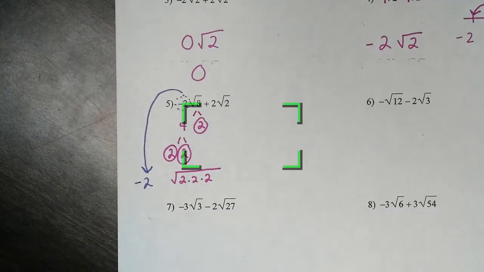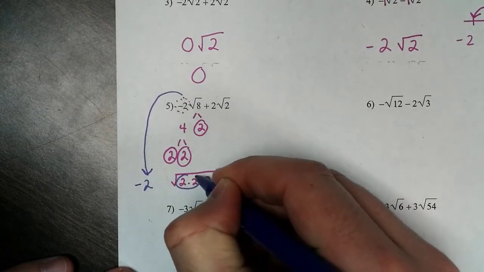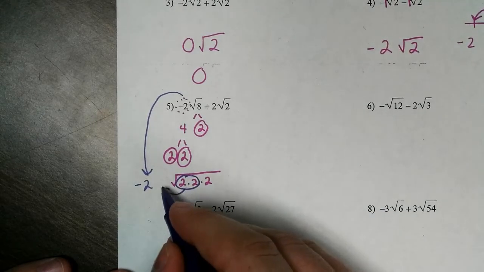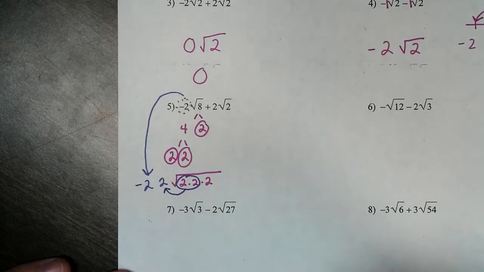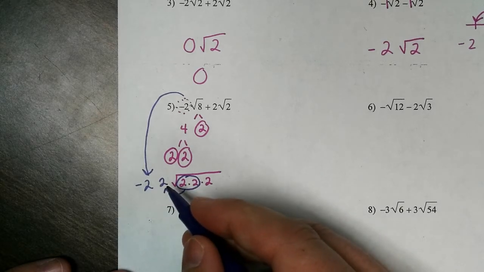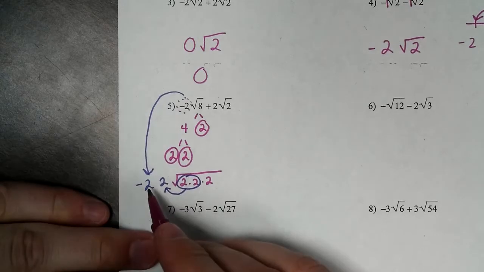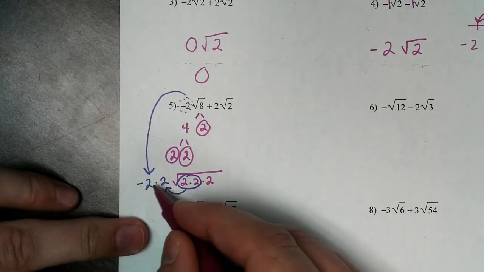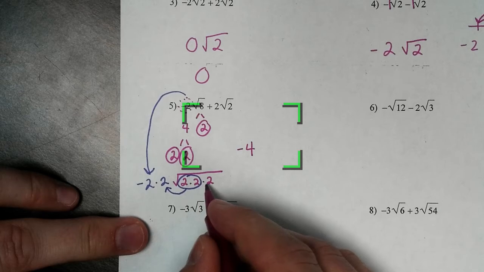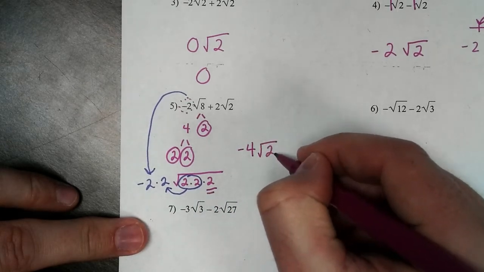Okay? Now, do I have any pairs inside the radical? I do. That comes out. So that pair of 2's comes out to be just 1, 2. All right, so now, what do we have out here? We have negative 2 times 2, which is negative 4. What's left inside the radical is that 2, so it's negative 4 radical 2.